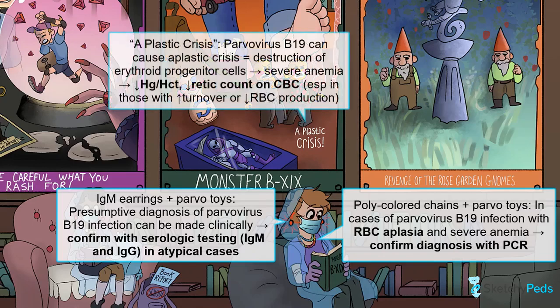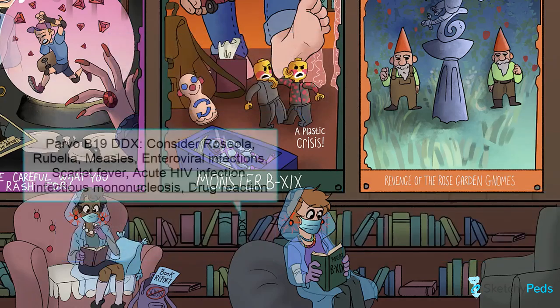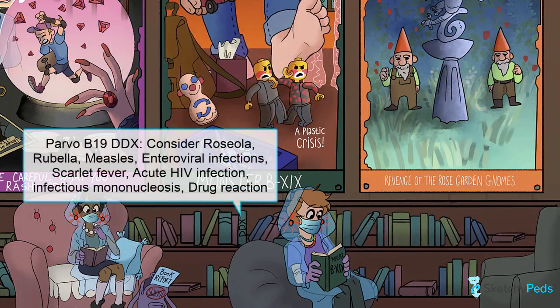You may also want to check a complete blood count, or CBC, to look for a decreased hematocrit or hemoglobin concentration, or a decrease in the reticulocyte count. After your evaluation, when you begin to suspect a diagnosis of Parvo B19, be sure to keep in mind the other causes of childhood rashes. This includes measles, roseola, rubella, and scarlet fever. And check out the differential diagnosis menu for a more in-depth look. Whoa, am I the only one with deja vu?